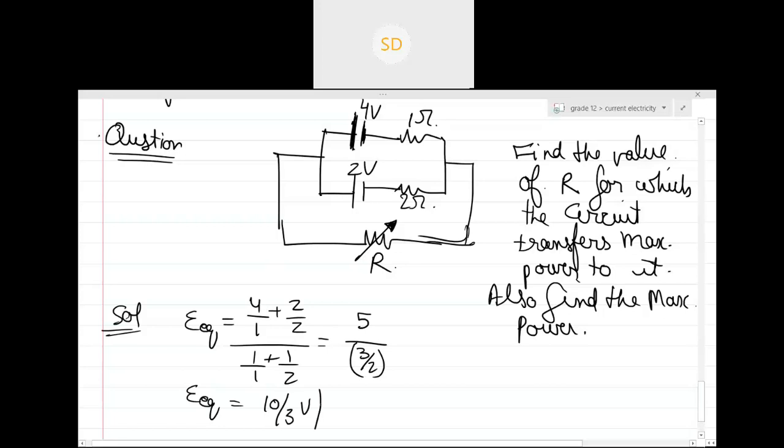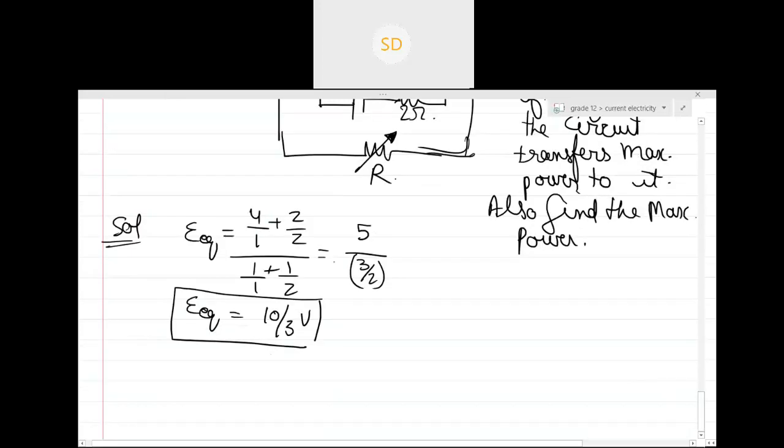Acha, by the way, did I need to find out E equivalent value? No, sir. Only R equivalent is required. It was not required, but I extracted it anyway. But sir, to calculate the maximum power, we need it. Yes. To find out what is the value of R, do I need that? That was my question.